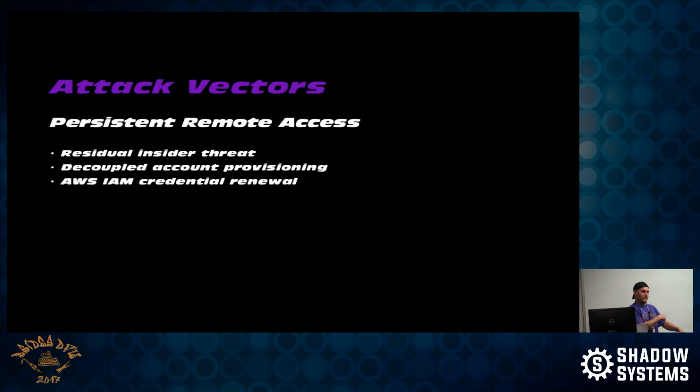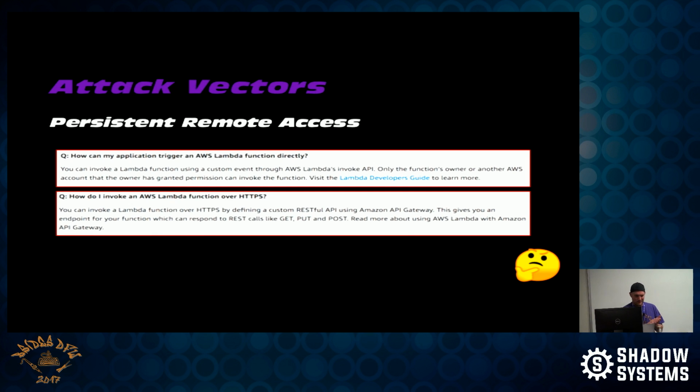But we still have this hurdle of AWS IAM credential renewal, right? That hour-long limitation. So I start thinking to myself, well, again, screenshots right off of AWS's website. How can my application trigger an AWS Lambda function directly?